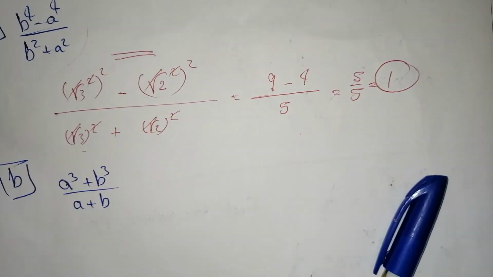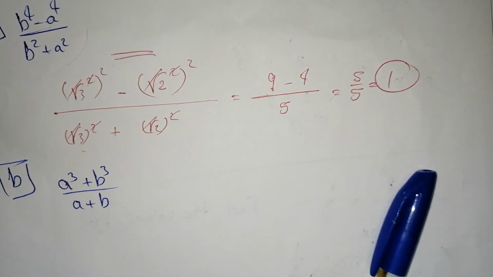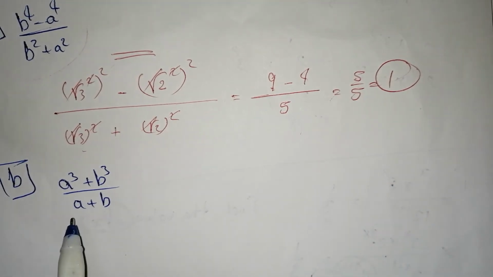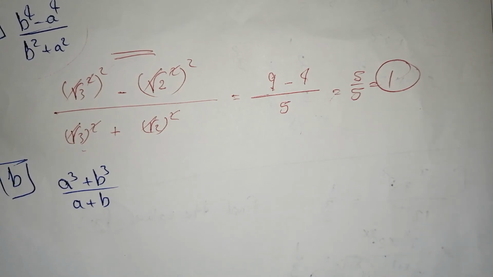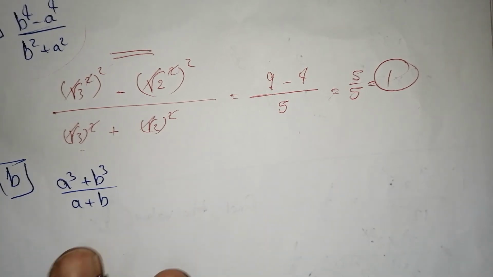That's very good. In the same question we have number B, and it says a power 3 plus b power 3 divided by a plus b. Yes. Now you are going to ask yourself, power 3 can't be written 2 by what? No, it can't be written 2 by any number. So what are you going to do? Please concentrate with me, very good.